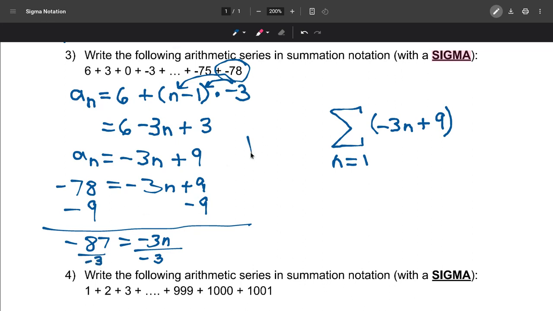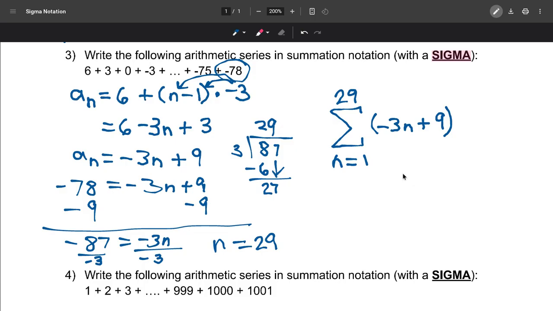Okay, so how many times does 3 go into 87? Since it's a negative divided by a negative, it'll be a positive, so I'm going to ignore the negatives here. So 3 goes into 8 twice. 2 times 3 is 6. 8 minus 6 is 2. Bring down the 7. 3 goes into 27 9 times, so 29. So n equals 29. There are 29 total terms here.